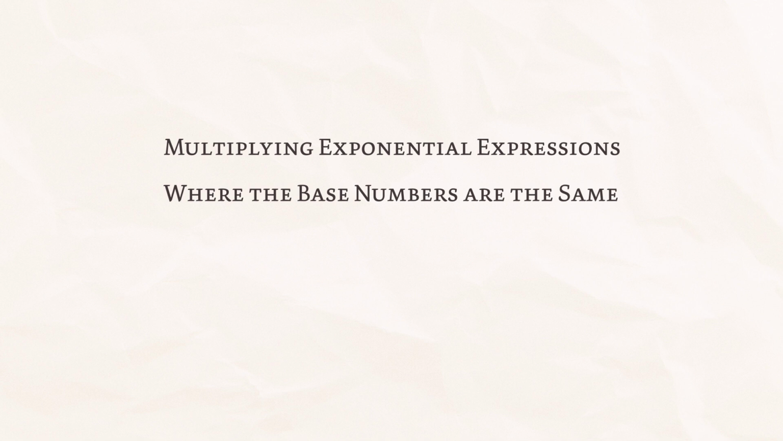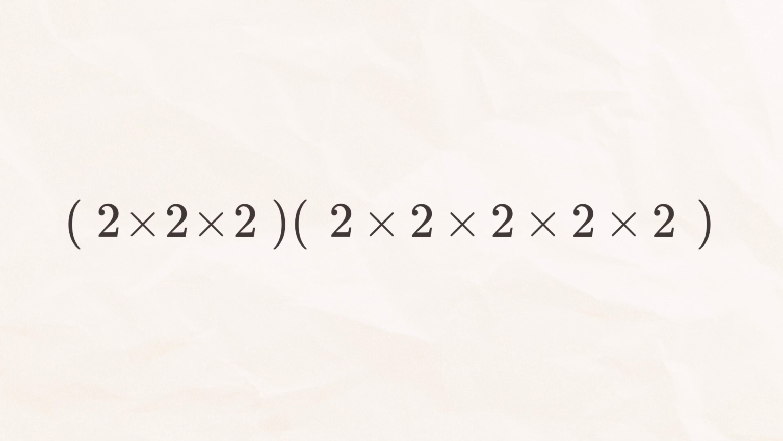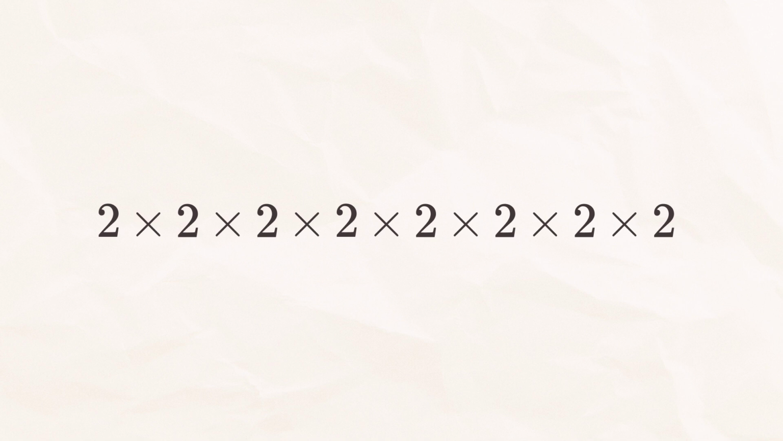Multiplying exponential expressions where the base numbers are the same. Let's say we have an expression like this: 2 to the third power times 2 to the fifth power. One way we could simplify this, since we know all the values in this expression, is to simply expand the exponents into their actual values. We know through the associative property of multiplication that we can multiply these two groups of numbers together in any order we want. So we can drop the parentheses and just multiply all the numbers together.